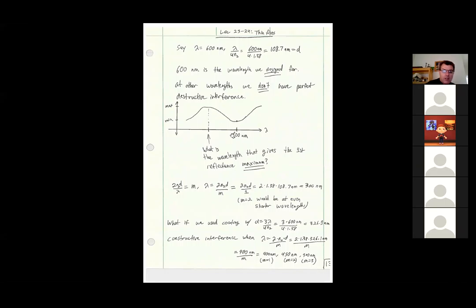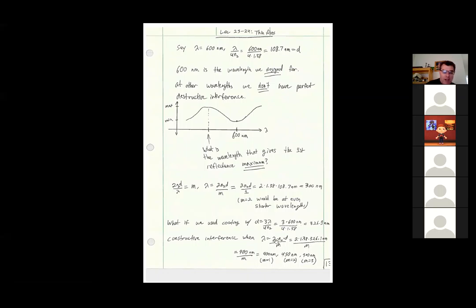All right. Now somebody comes along and says, you know what, I want to use a different coating thickness. I want to use 3 times this number. All right, well now we could calculate which wavelengths we're going to get constructive interference at. And we're going to get 2N2D over M, or 2 times 1.38 times 326 over an integer.